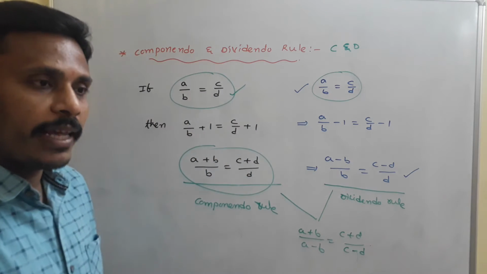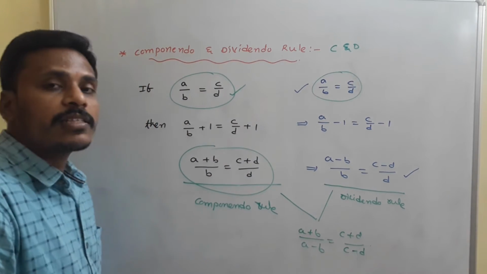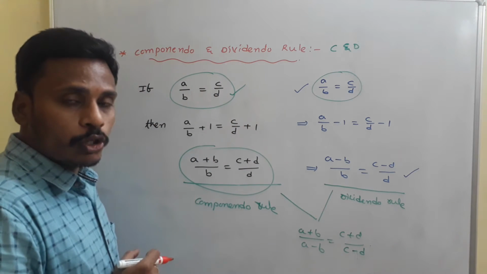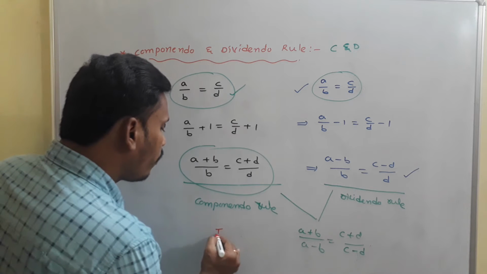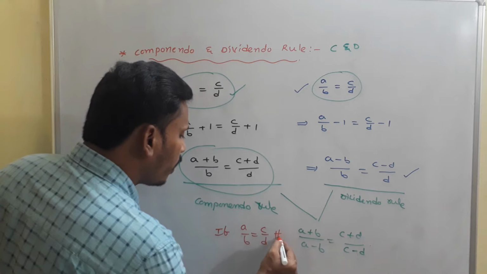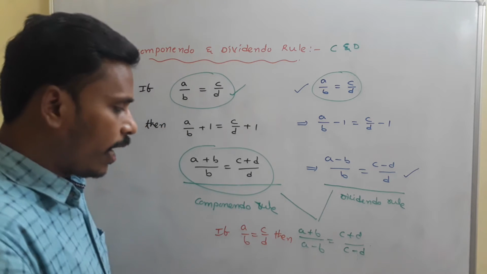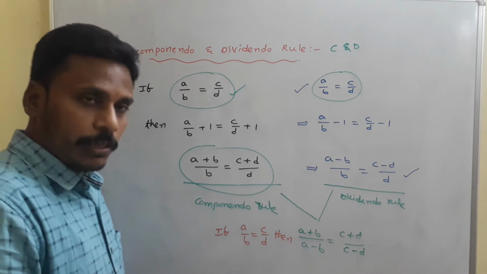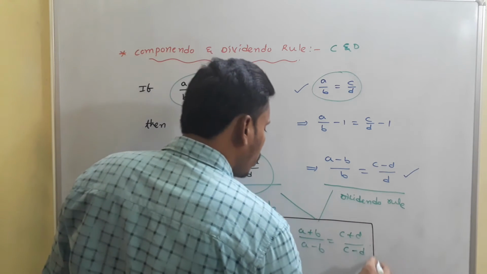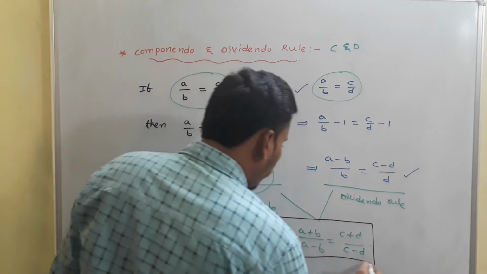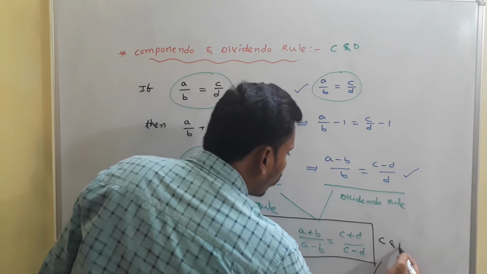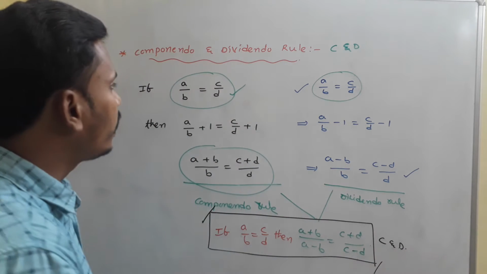A plus B by A minus B is equal to C plus D by C minus D, and we get this only if A by B is equal to C by D. Finally, we conclude that if A by B is equal to C by D, then A plus B by A minus B is equal to C plus D by C minus D. This statement is considered the componendo and dividendo rule, or you may call it the CD rule.